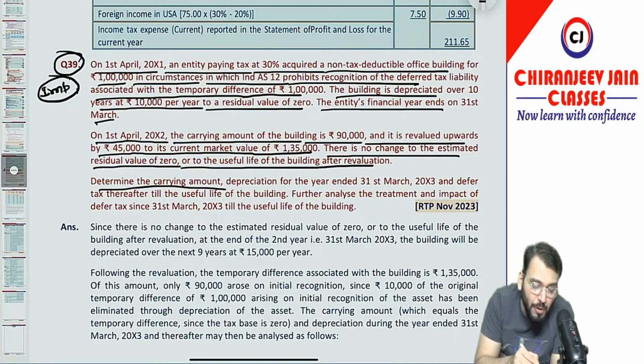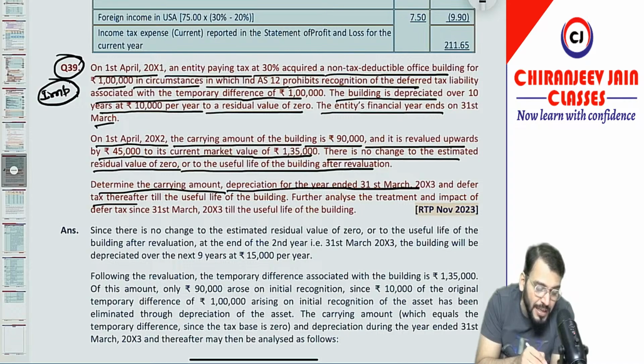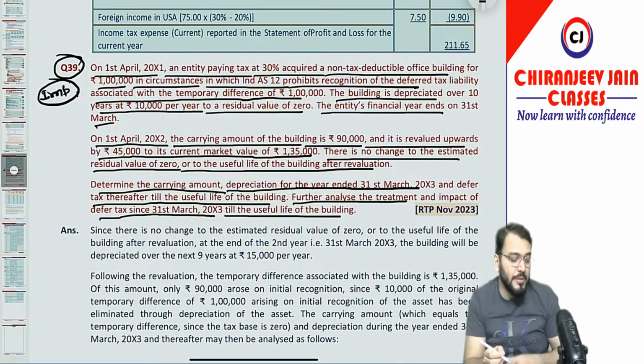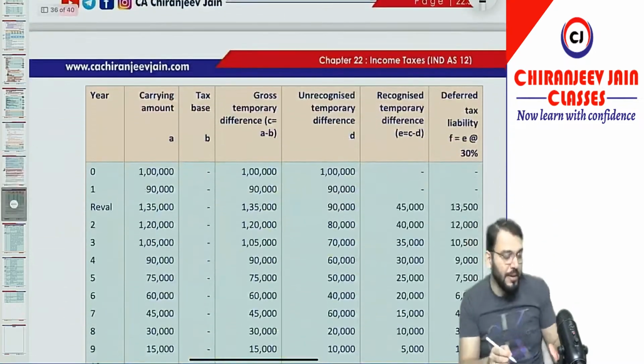Determine the carrying amount and depreciation for the year ended 31st March 2003, and the deferred tax thereafter till the useful life of the building. Further analyze the treatment and the impact of deferred tax since 31st March 2003 till the useful life of the building.